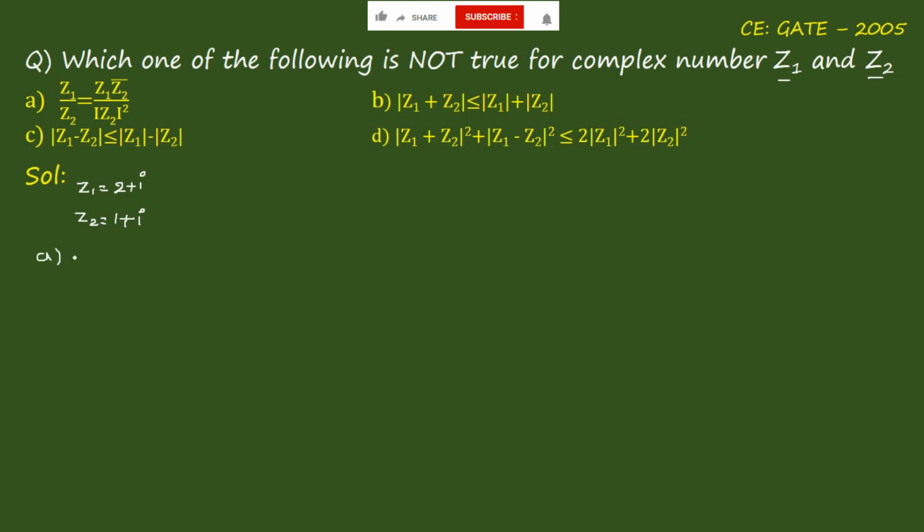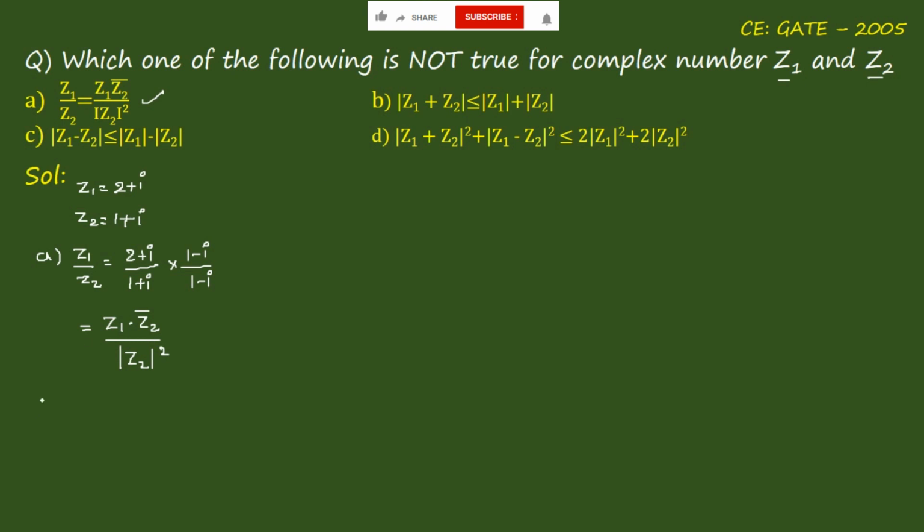In option A, it is given as z1 by z2. So we can write this as (2 + i) by (1 + i). When you multiply both sides by (1 - i) by (1 - i), it becomes (2 + i), which is z1, into (1 - i), which is z2 bar, by (1 + i)(1 - i), which is nothing but mod of z2 whole square. So option A is satisfied.